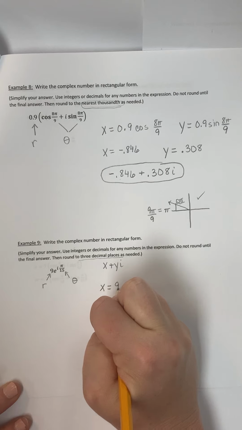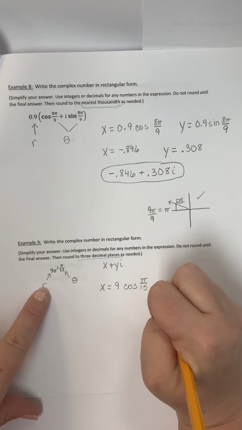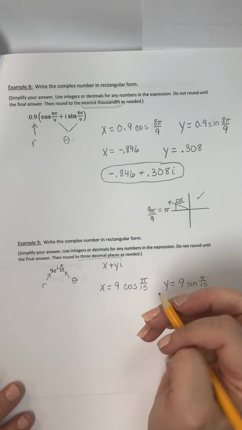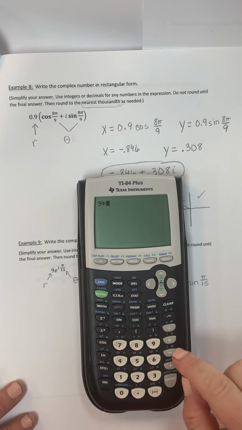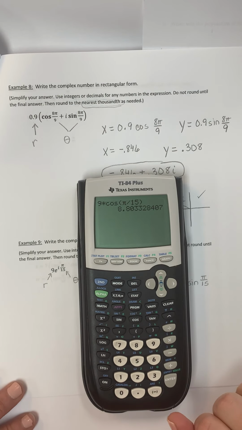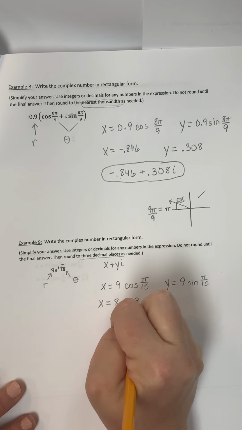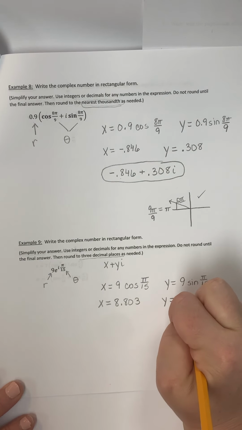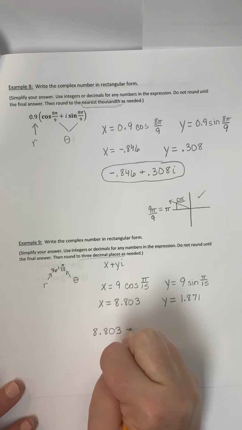Okay, x is going to be 9, that's r, times cosine of pi over 15. y is going to be 9 times the sine of pi over 15. I'm going to use my calculator again, 9 times cosine of pi divided by 15. There we go, 8.803. We're going to do the same thing for y, and you would get 1.871.